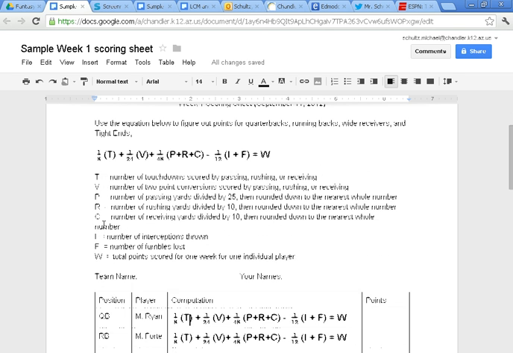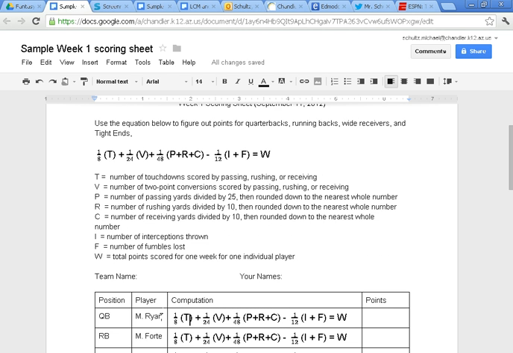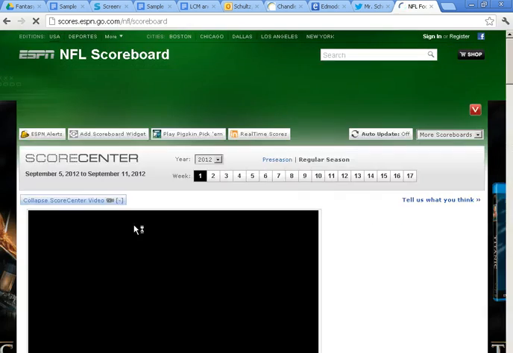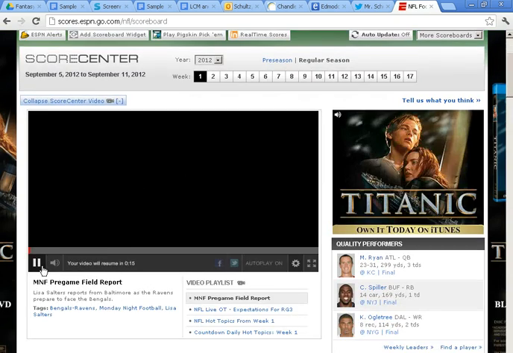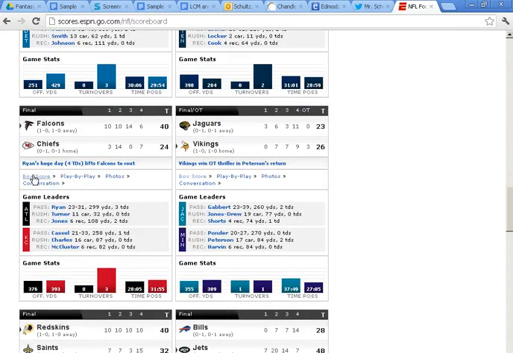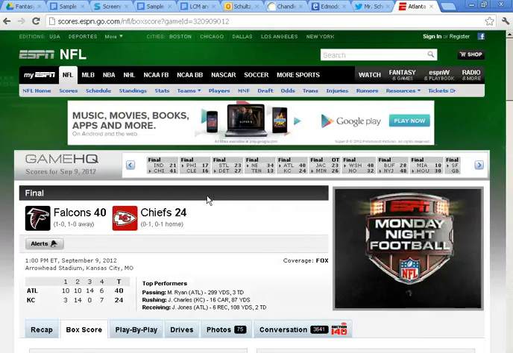Okay, so I'm going to start with Matt Ryan. He plays for the Falcons. I got to go to ESPN.com, go to NFL, go to scores. I'm looking for Falcons. Okay, and I got to find his stats.